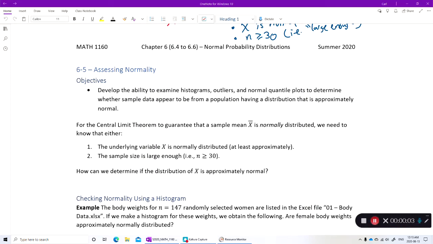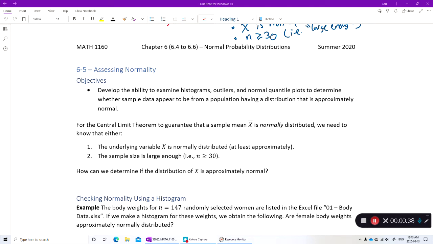All right, so we've just been looking at the central limit theorem, and let's remember that the central limit theorem is a key tool for analyzing X bar and other sample statistics. And one of the conditions for the central limit theorem was that the underlying distribution of X should be normal, or the sample size has to be sufficiently large. So up to this point, I've been fairly vague about, well, how do you know if something is normal?